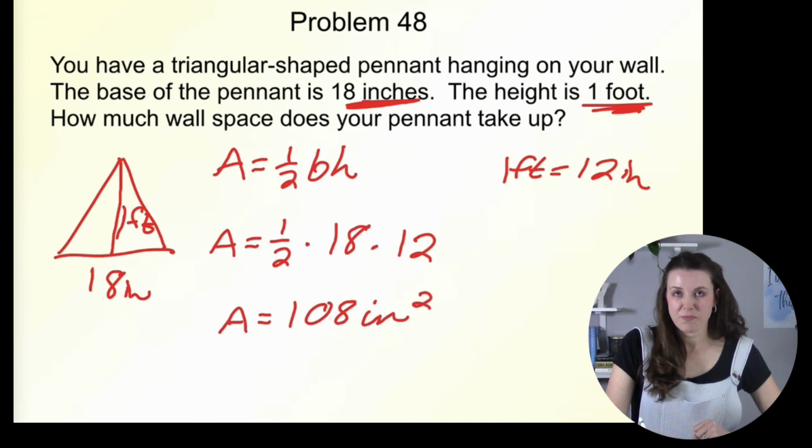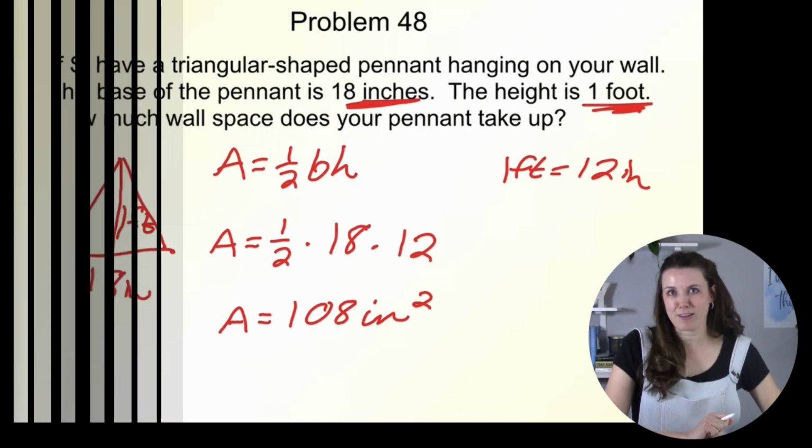inches squared. Now, if this problem was a little bit more specific in saying if it wants feet or inches, we might have to do it the other way. 18 inches is 1.5 feet. So we could have done it like that, but this works just fine because it didn't specify.